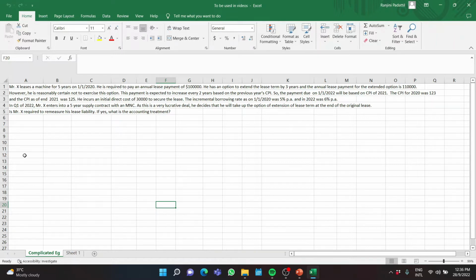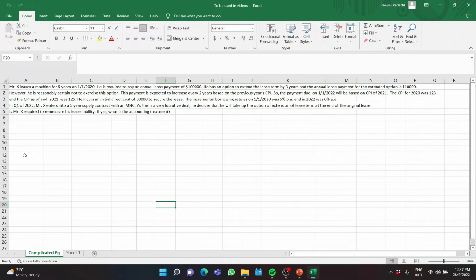The payment is expected to increase every 2 years based on the previous year's CPI. So the payment due on 1st Jan 2022 will be based on CPI of 2021. The CPI for 2020 was 123 and the CPI as of end 2021 is 125. He incurs an initial direct cost of 30,000 to secure the lease. The incremental borrowing rate as on 1st Jan 2020 was 5% per annum and in 2022 was 6% per annum.